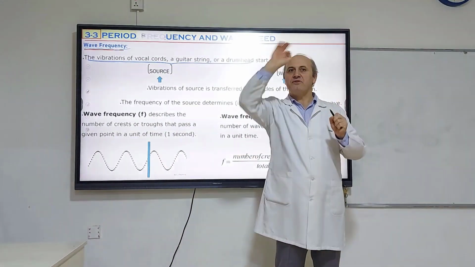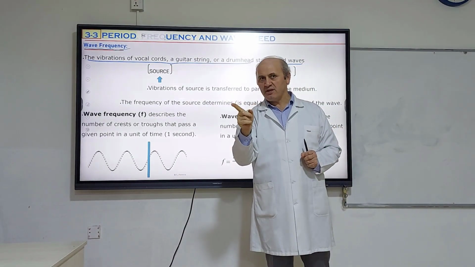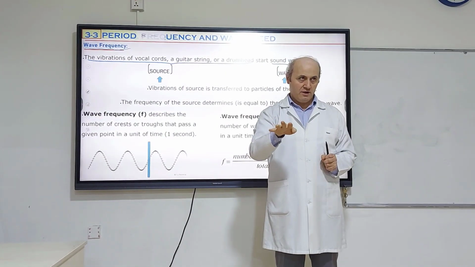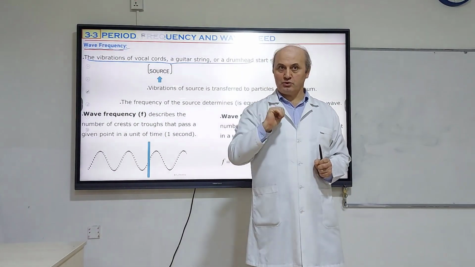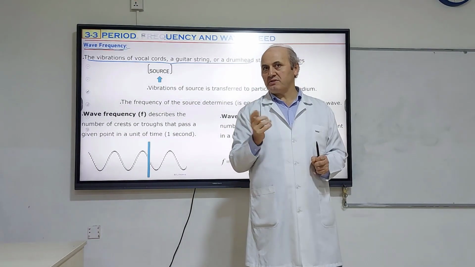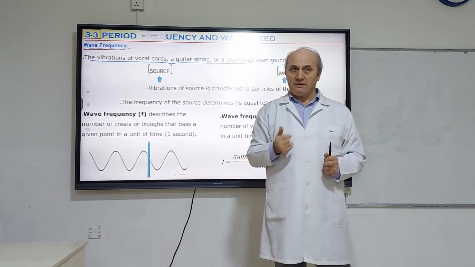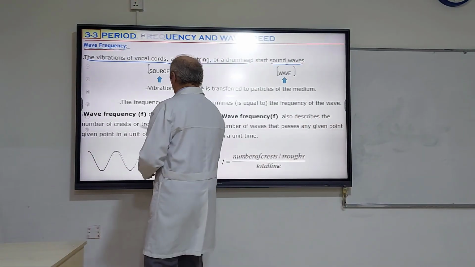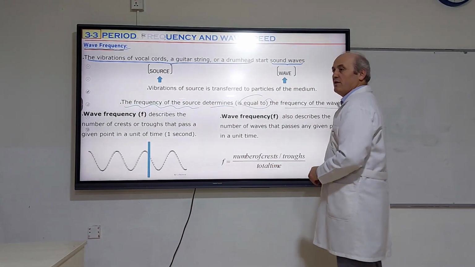Write it with a big letter. Frequency and period never change for a traveling wave. Never. You can only make a change at the source. If the source vibrates at a higher frequency, maybe it's a higher frequency. But after you do it, you cannot change it anymore. So the frequency of the source is equal to the frequency of the wave.